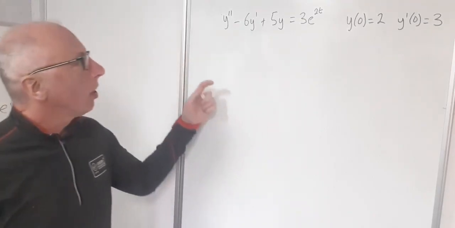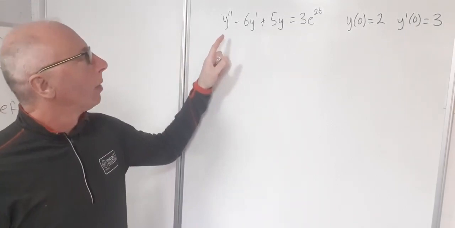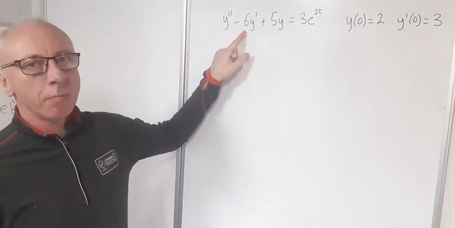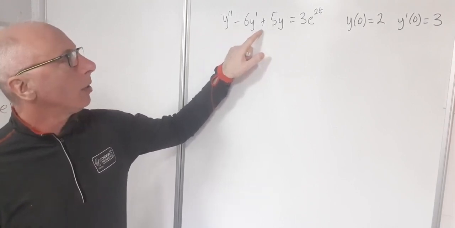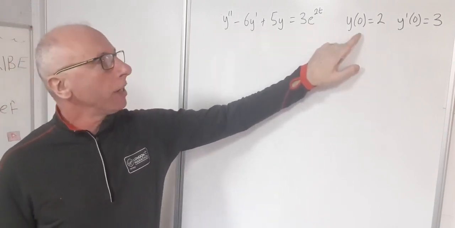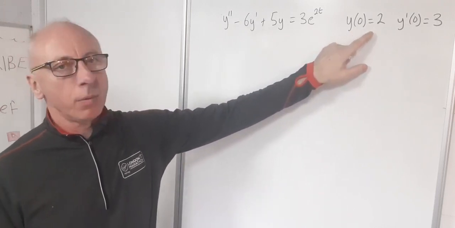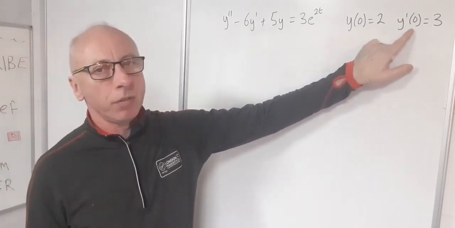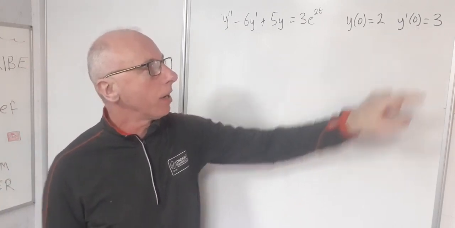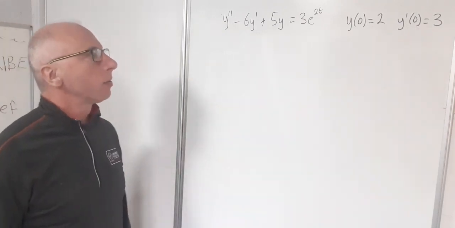So in this video we're going to solve this initial value problem. We've got the second order linear differential equation y double prime minus 6y prime plus 5y equals 3e to the 2t, and our initial values are y at 0 equals 2 and the derivative of this function y is 3 at the point 0. So there's our initial values.